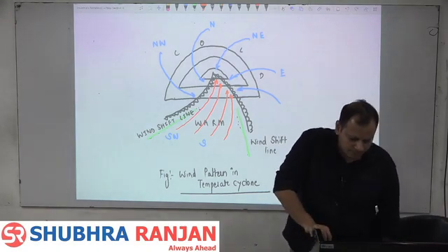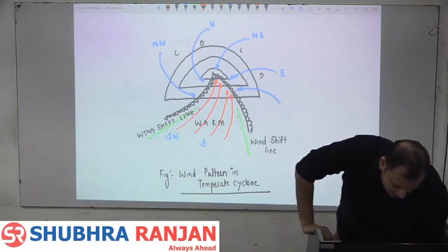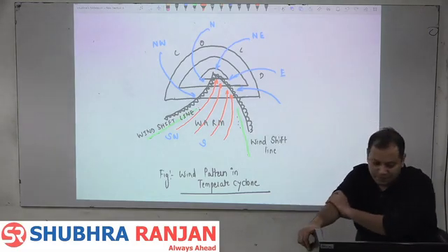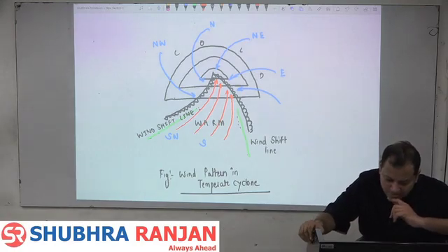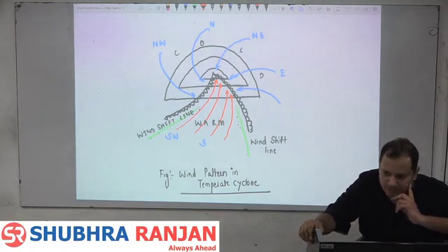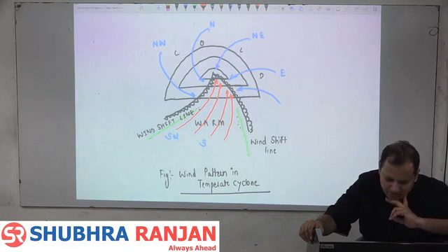Next line. Different temperatures are noted in the different parts of temperate cyclone.